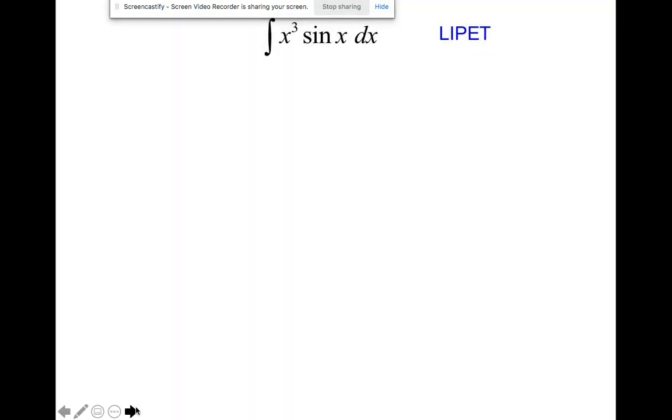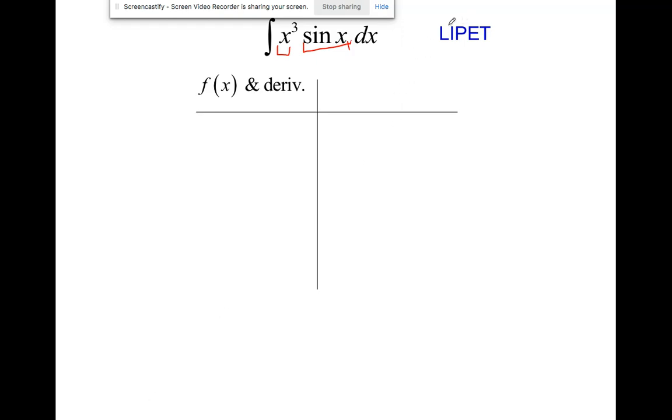So let's do this one. If you want to pause the video and do it yourself, see if you match me. But notice I have one polynomial factor that differentiates to 0 and a trig factor that anti-differentiates over and over. Sine, negative cosine, cosine. Make your column, copy and paste. By LIPID, I choose the polynomial, copy it here, copy the other factor here. I should have my dx, but I usually drop it.